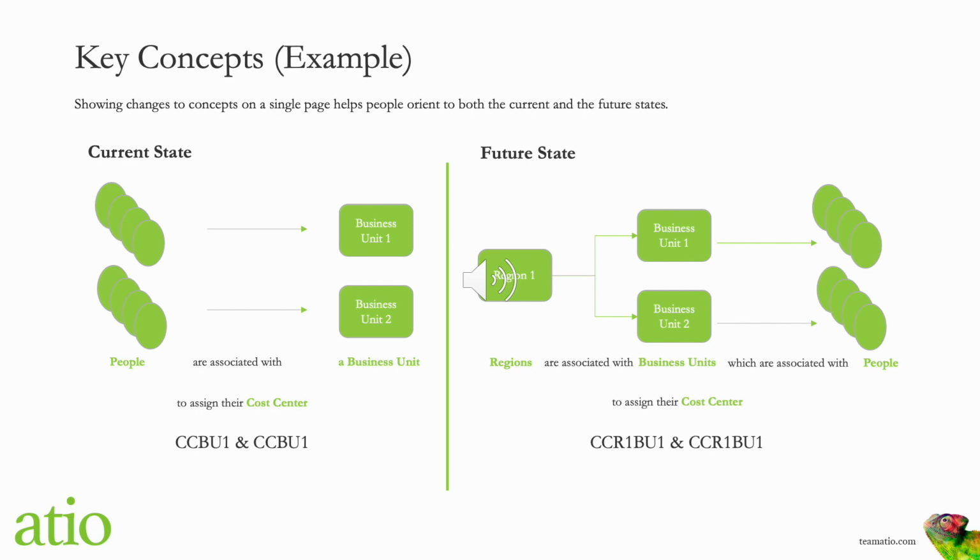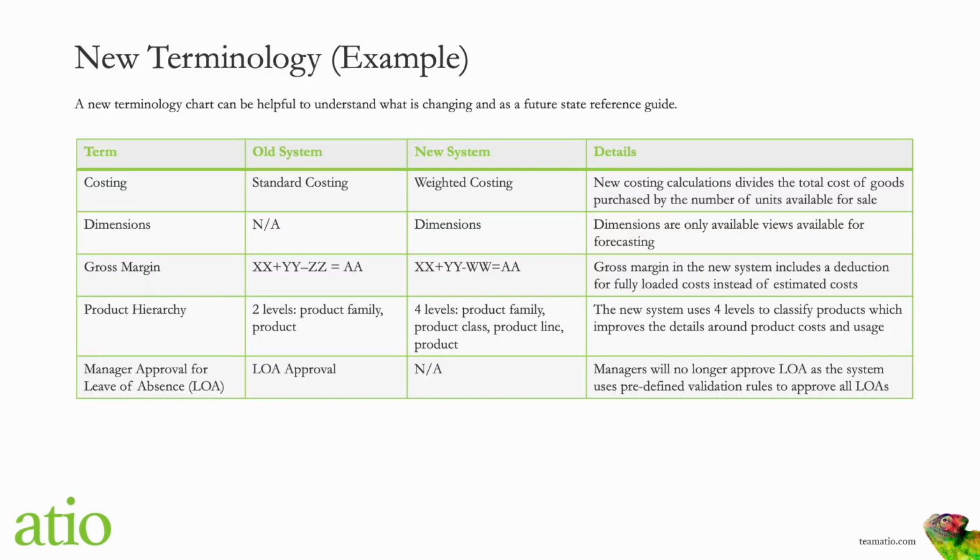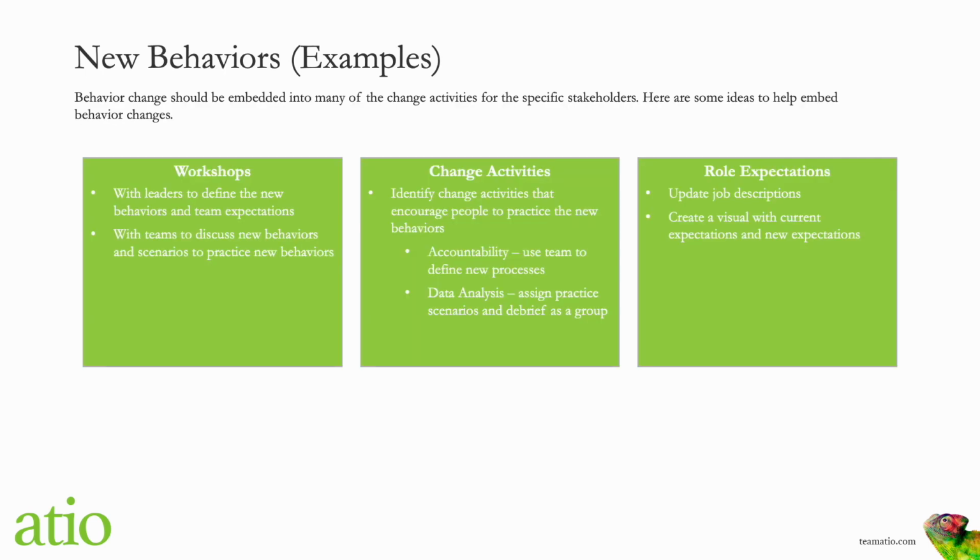view of complicated changes. In this example, we're sharing new terminology with our stakeholders. This is where we can identify new terms or where old terms no longer are needed, what they were in the old system, what they are in the new system, and whatever details you need to share with stakeholders so they understand the change.